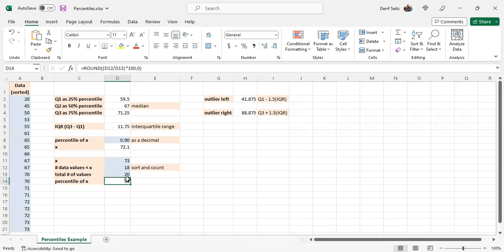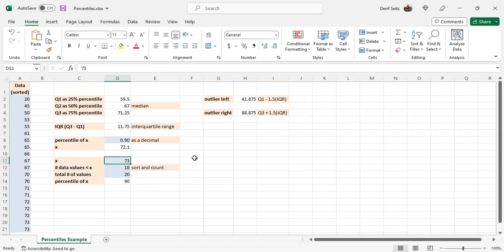This cell, what does it do? It takes D12 divided by D13. That's the number of values that are less than X divided by the total number of values. That gives you a ratio, and you multiply that by 100 to bring it out of the decimal realm into a whole number percent, and round it, and you get 90. So 90% here. A score of 73 is the 90th percentile.